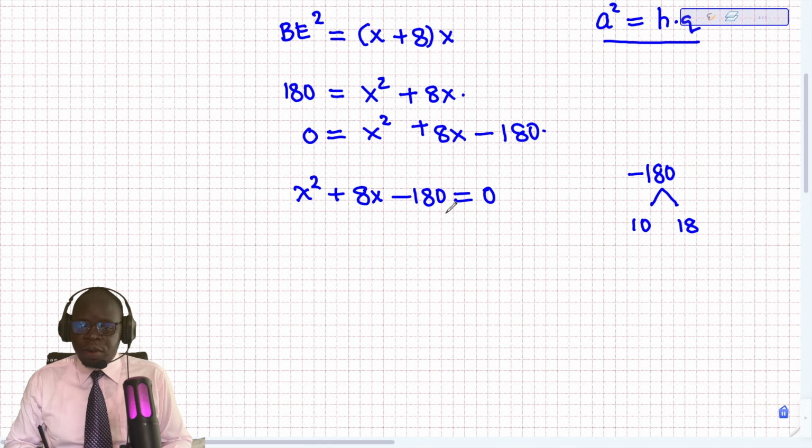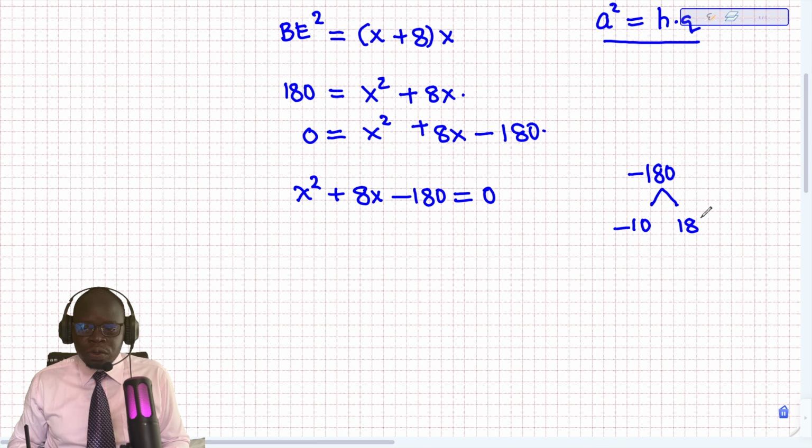But remember, one of the factors must be negative. Since what we have here is positive, then the two values will be negative, such that when we add negative 10 plus 18, we get our 8 that is positive. And when we multiply negative 10 and 18, we get our negative 180.